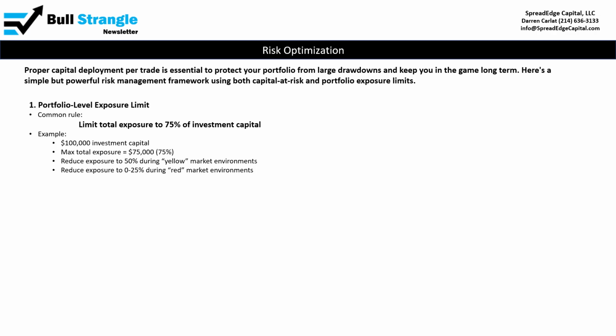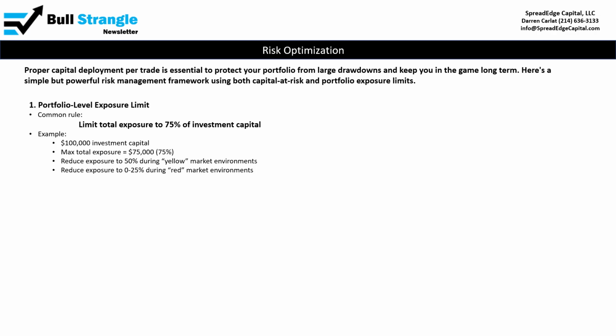So proper capital deployment per trade is essential to protect your portfolio from large drawdowns and to keep you in the game long term. Drawdowns are an inevitable part of any investment strategy. Anybody who says they've got a strategy that works all the time is lying to you, or they're just foolish, right? Every strategy has some periods of drawdowns, and you must manage your capital appropriately so that the drawdowns don't blow you up.